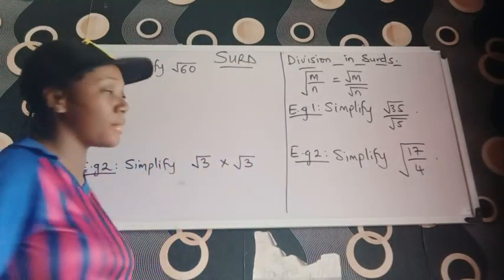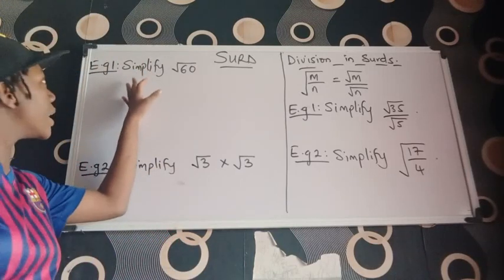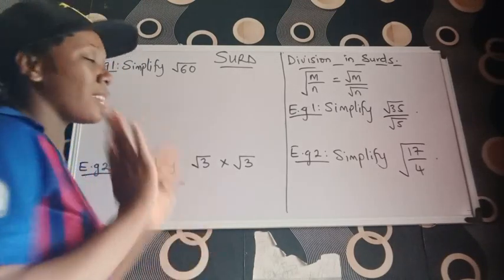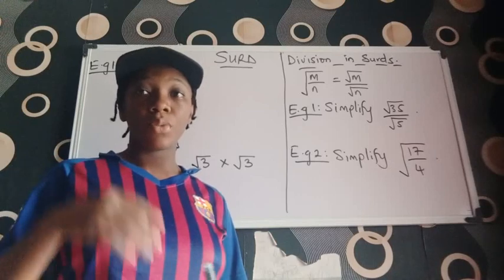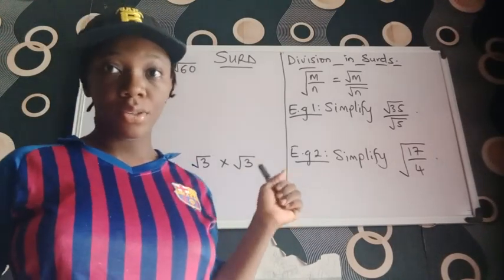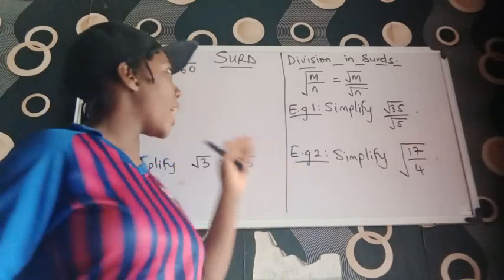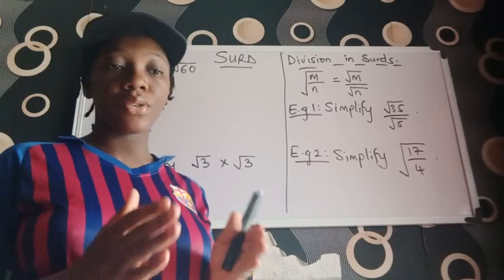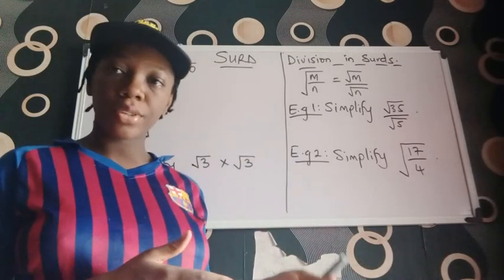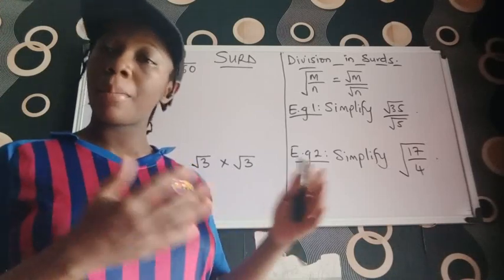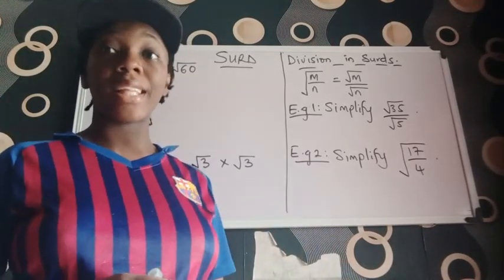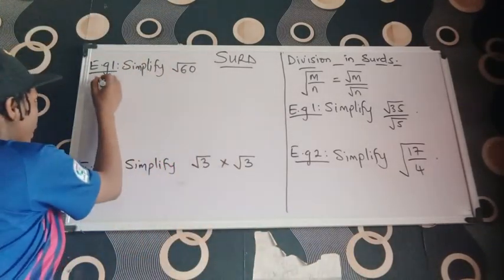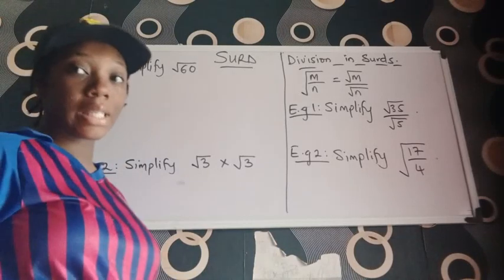Alright, so we're looking at the first example today. Simplify root 60. That's very simple. If you have watched other videos of mine concerning the surd topic, you will know how I expatiated on this part, which is trying to split them into perfect squares or prime numbers, or just any number that cannot be split. So we're going to quickly look at this root 60.